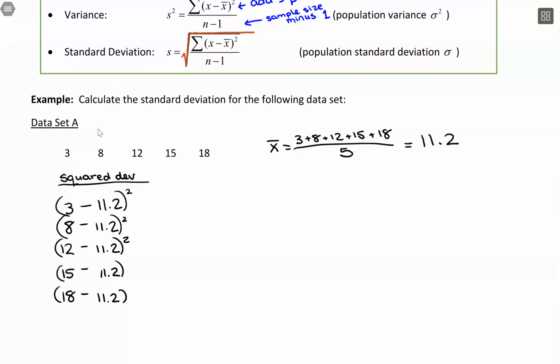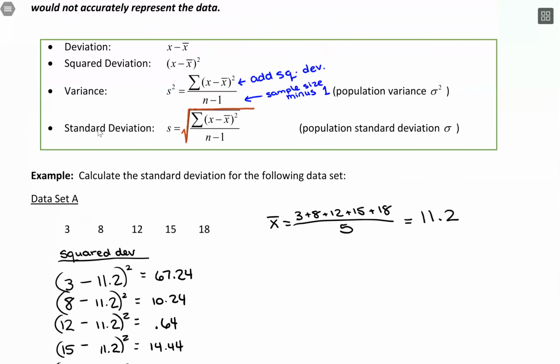So there's this kind of table form of finding standard deviation that can be helpful, but the idea is, we could go to a calculator and find each of these values individually. If you do this, just be careful of rounding too much. Usually our rounding rule is to 4 decimal places. These actually come out to 2 decimal places evenly. So this would be a 67.24, 10.24, 0.64, 14.44, and 46.24.